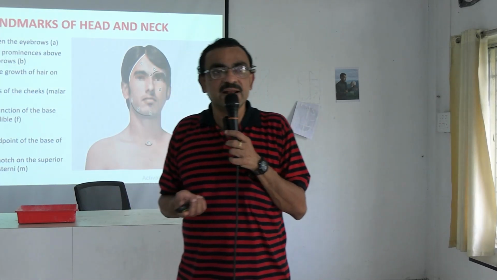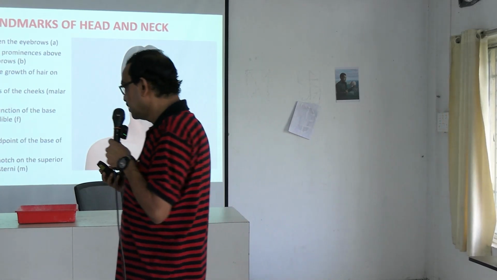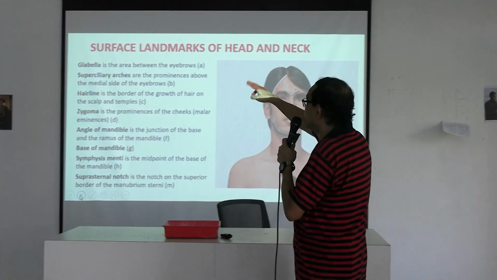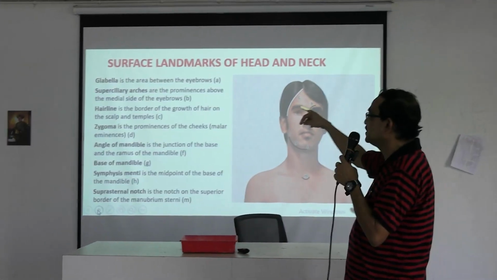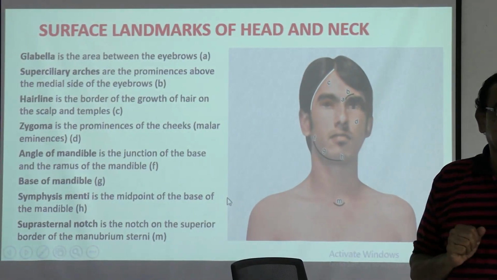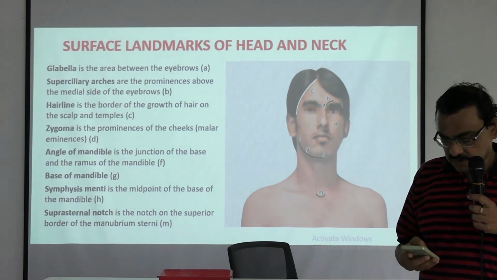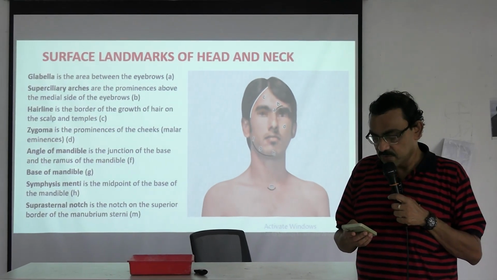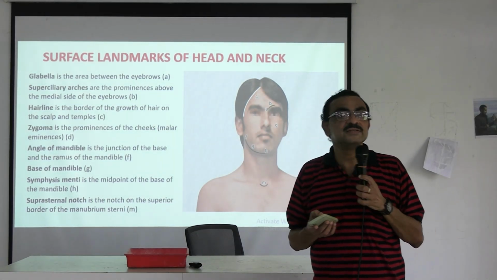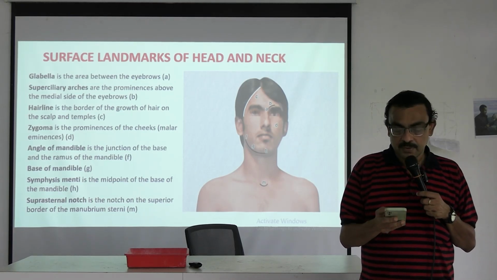So now in the head and neck region, we can get so many structures, like glabella, superciliary arch, hairline, zygoma, angle of mandible, and so on. But all the structures are not in your syllabus. So first write down the structures which are in your syllabus. First, the points. Write down the points which are included in your syllabus.